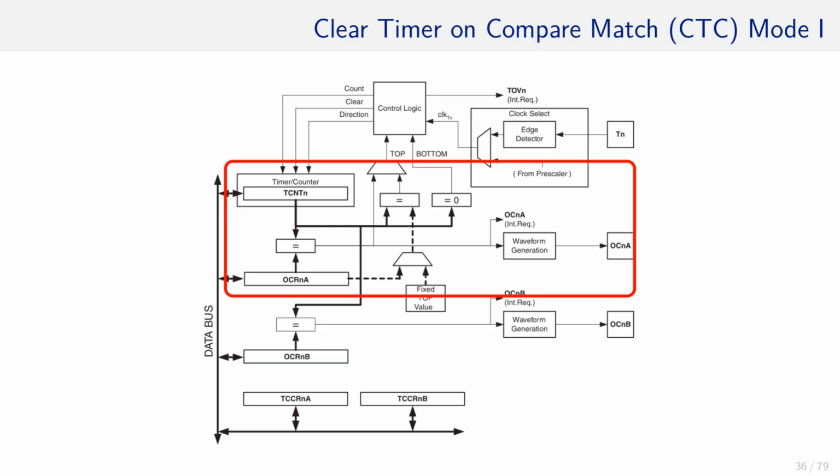The mode in which the timer runs normally, however with a top value that is lower than max, is called clear timer on compare match mode, or CTC mode in short. To accomplish CTC, we need to have a look at the middle section of the block diagram.